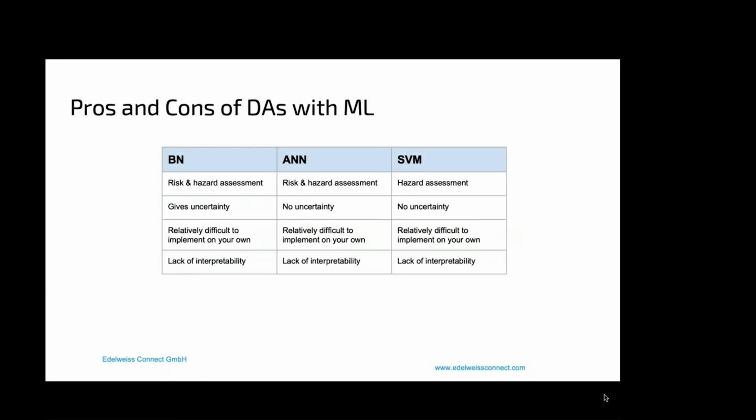Here is just a summary of this comparison of different defined approaches. The advantage of Bayesian and neural networks is that they can be used for risk and hazard assessment, while support vector machines are only used for hazard assessment. The advantage of Bayesian networks is that they can also predict the uncertainty of the result, while neural networks and support vector machines cannot. But all 3 approaches maybe lack some interpretability. It's difficult to interpret these models, and they're also difficult to implement on your own.